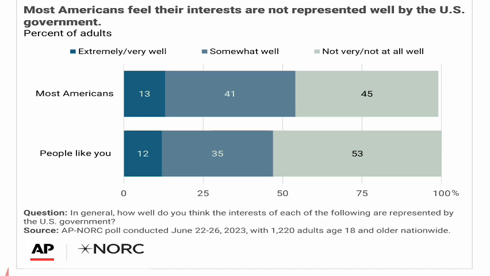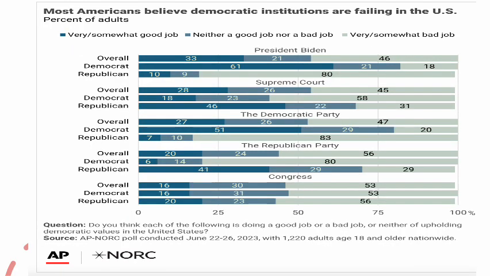And when you ask about people like you, 53% of people say the government's not really interested in representing them. They don't feel like the interests of people like you are being represented. And in this graph from NORC, you sort of see continued low efficacy, that, as it says there, most Americans believe that democratic institutions are failing in the United States.